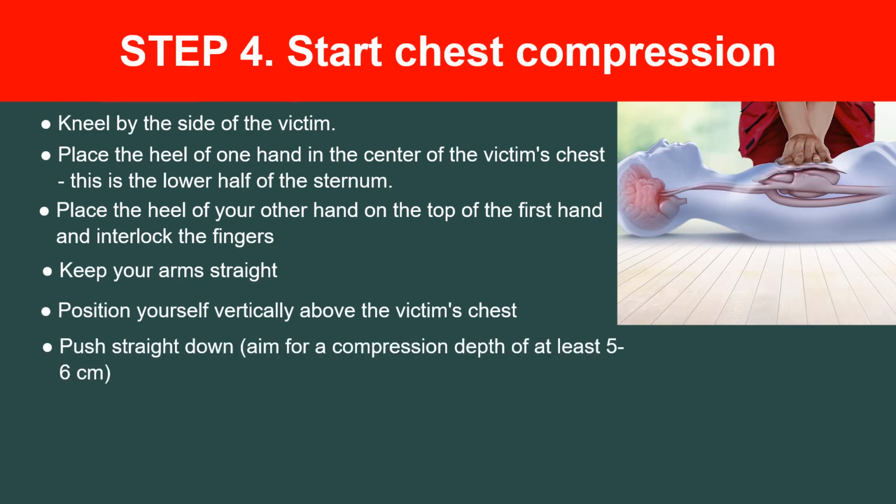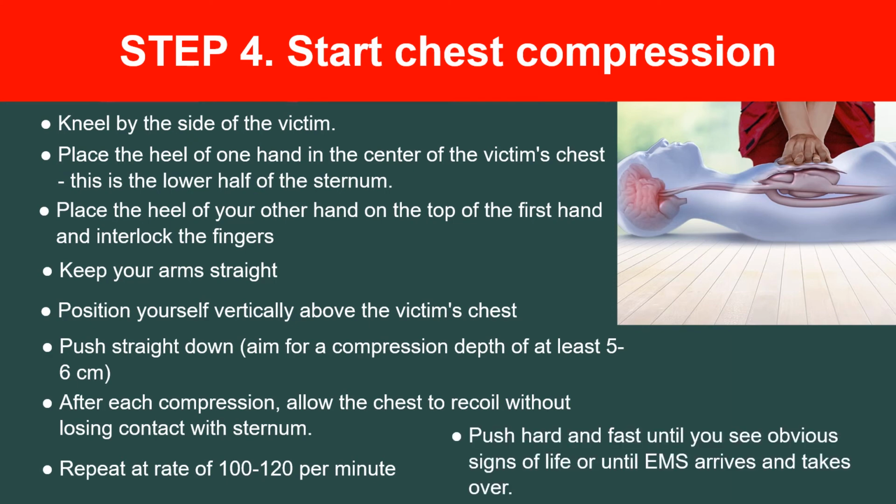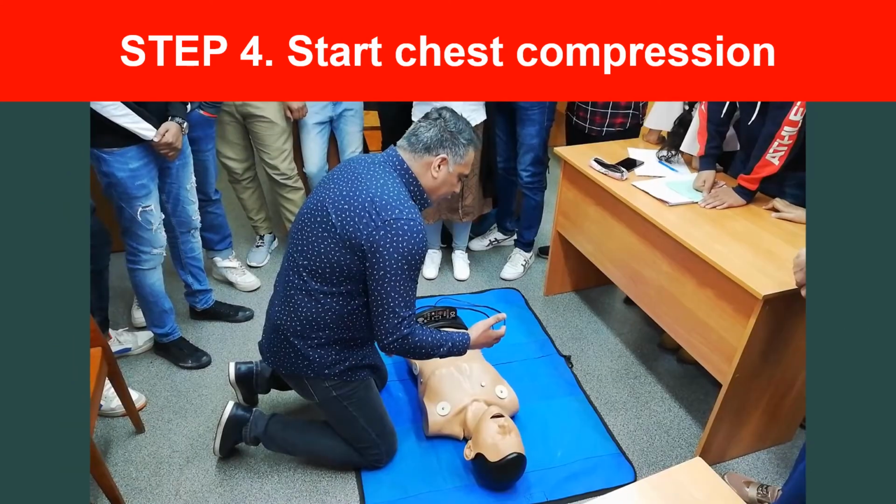Push straight down, aim for a compression depth of at least 5 to 6 centimeters. After each compression, allow the chest to recoil without losing contact with the sternum. Repeat the compression at a rate of 100 to 120 per minute. Push hard and fast until you see obvious signs of life or until emergency service arrives and takes over. Watch this video of this step.